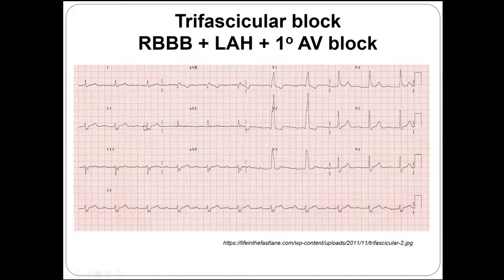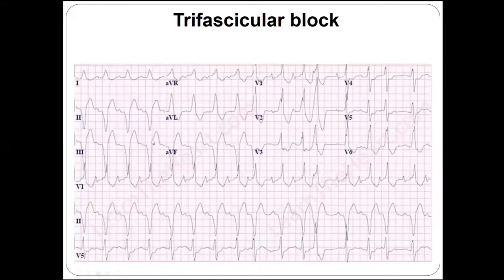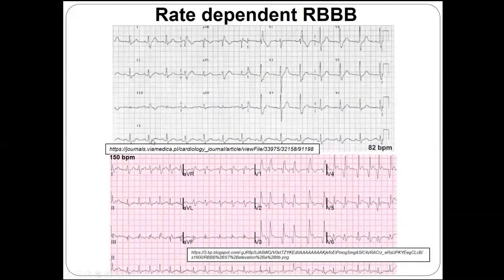Or we do have a left bundle branch block and the first degree AV block. That's again a trifascicular block. Okay, good, that's it. Go on. This block can be rate dependent.